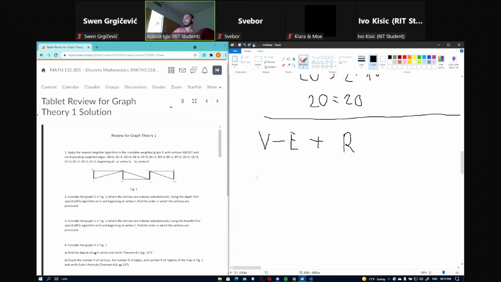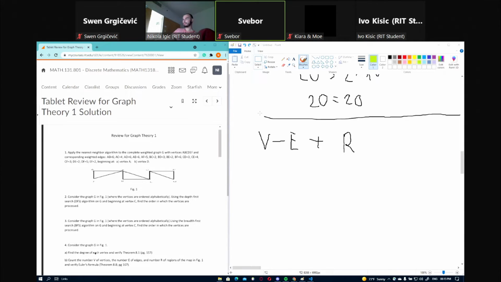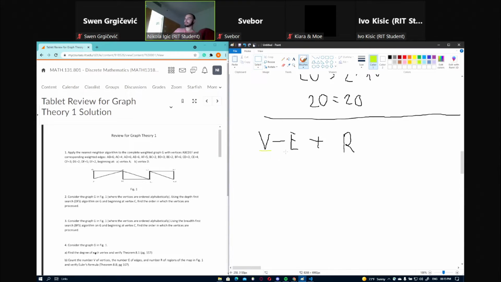Okay. What is V? V is the number of vertices. Do I need to write this out, or can you just remember it or write it for your own? Because writing like this will take a lot of time. Sure, you can. V is the number of vertices, and R?